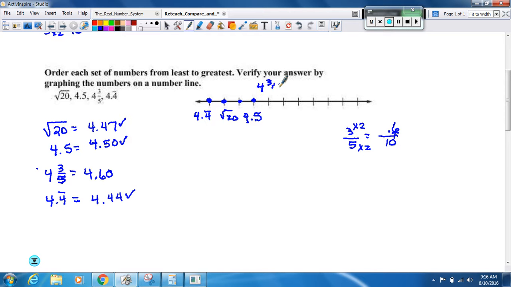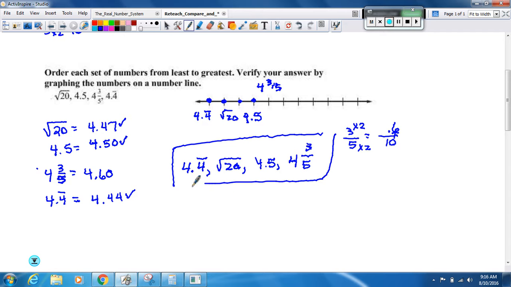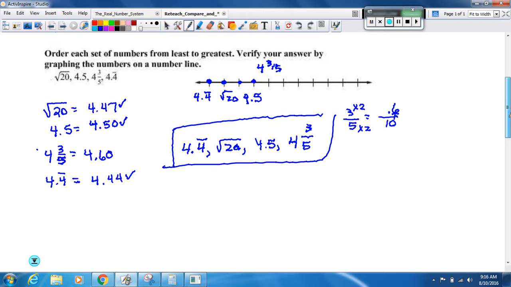4 3/5. Once you get that, it says order from least to greatest, so you just write down the order they appear on the number line from left to right. So 4.4 repeating, square root of 20, 4.5, and 4 3/5. So the number line is part of the answer, and this is part of the answer as well.